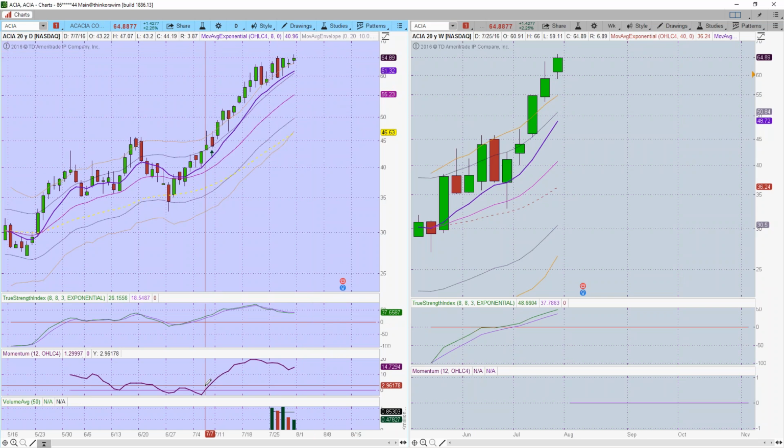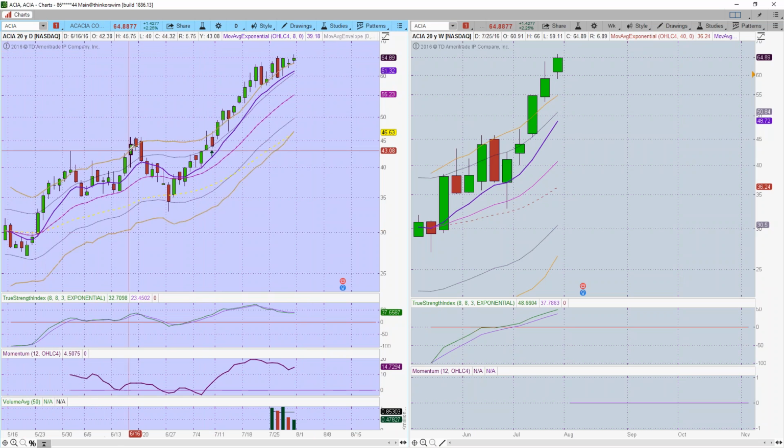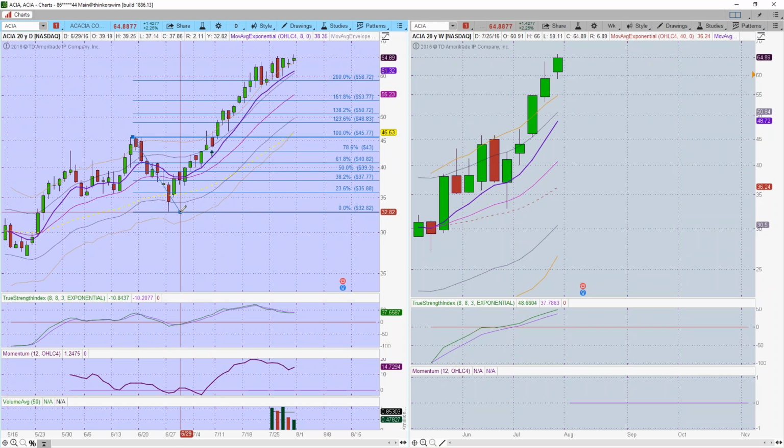Another thing you can take a look at is how far it is extended. We come in here, we pop the fib retracement on it, and we don't have a lot of highs and lows to work with, but as you can see from that swing right there, the symmetry has it all the way up here at the 200 level. It's well above the 200%.